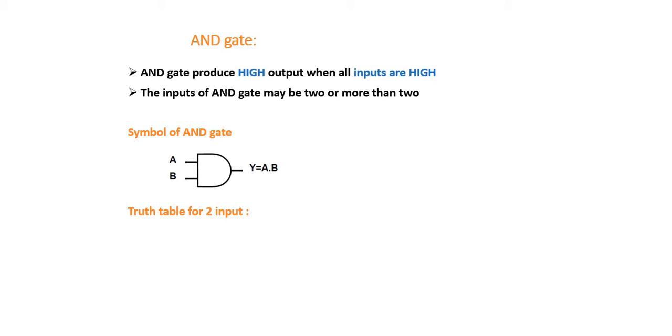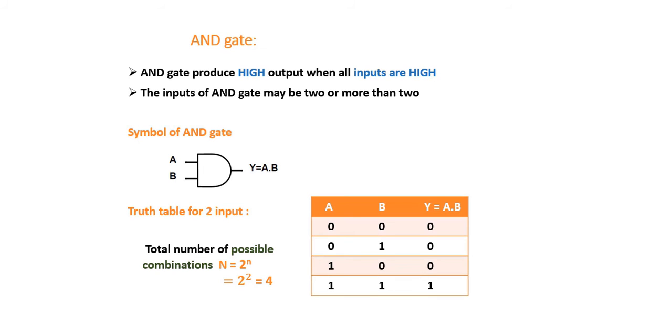Come to the truth table for the two input AND gate. To draw the truth table, first of all we need the possible combinations for the inputs, and to calculate them we have a formula: N is equal to 2 to the power n, where small n represents the number of inputs. In our case we have 2 inputs, so it will become 2 to the power 2 equal to 4. Now the 4 possible combinations of inputs A and B are shown in the table. It may be 0 0, 0 1, 1 0, or 1 1.